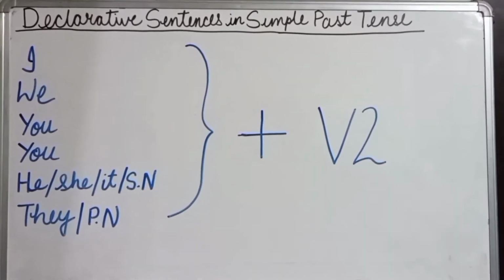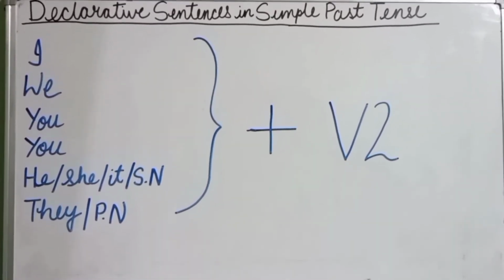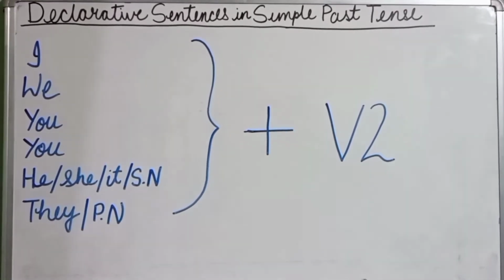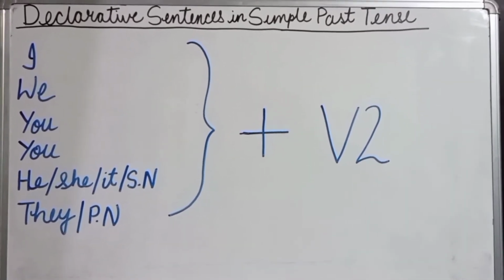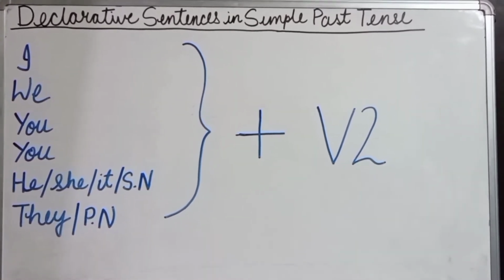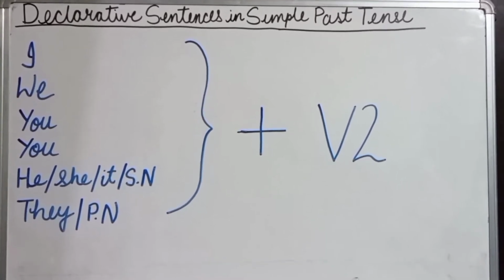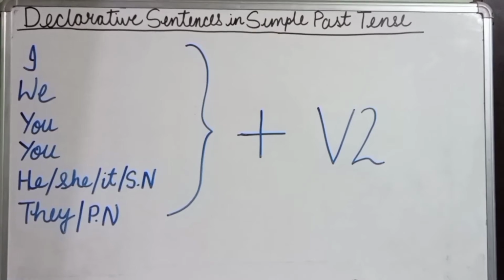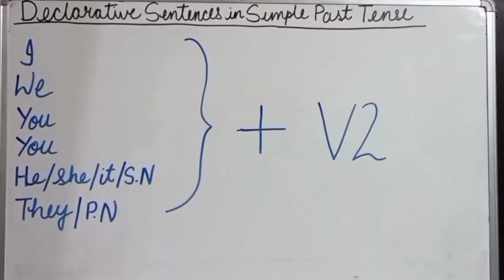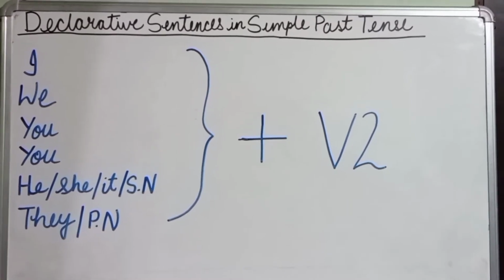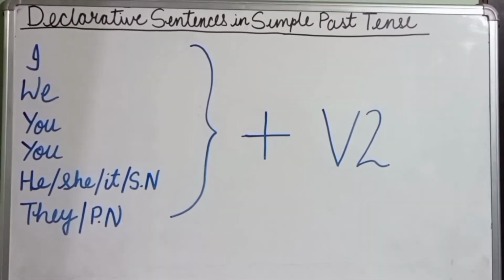Yes, children. Now, for making declarative sentences in simple past tense, we have to know certain rules. Let us see. For different subjects like the first person singular and plural, that is I and we, second person singular and plural, that is you, third person singular, that is he, she, it, or any single noun, and third person plural, that is they or any plural noun, we have to add the second form of verb for making declarative sentences.